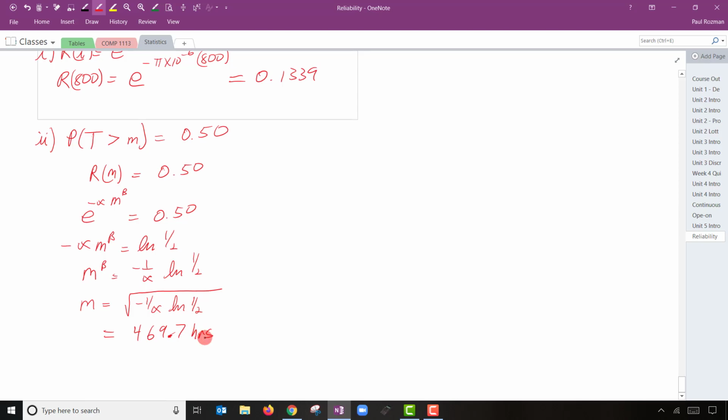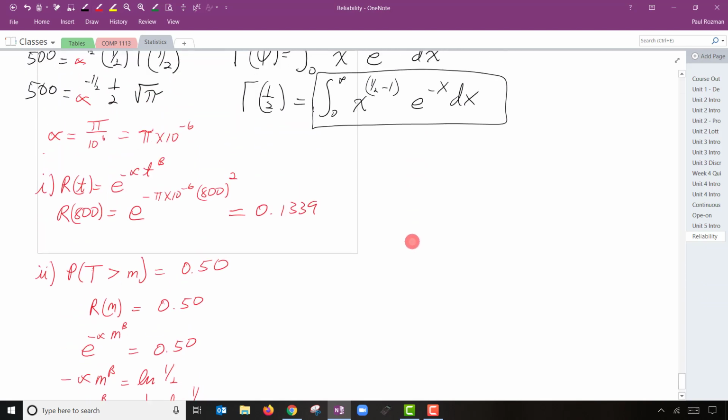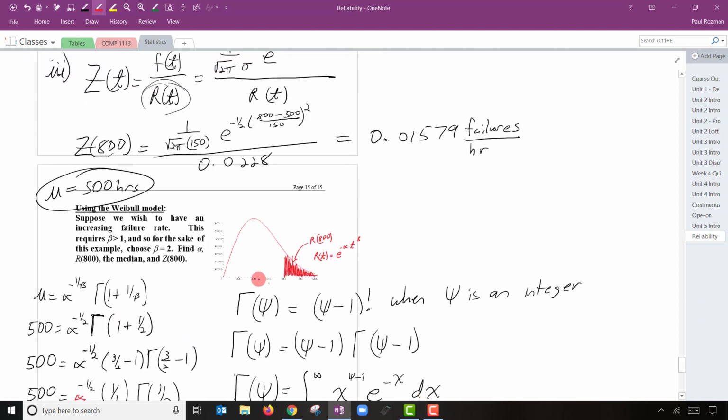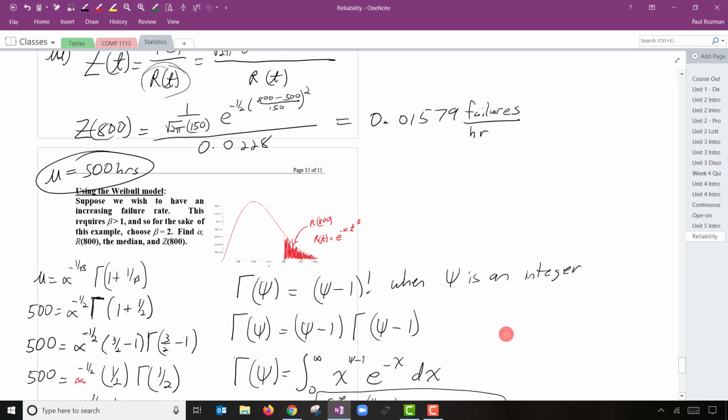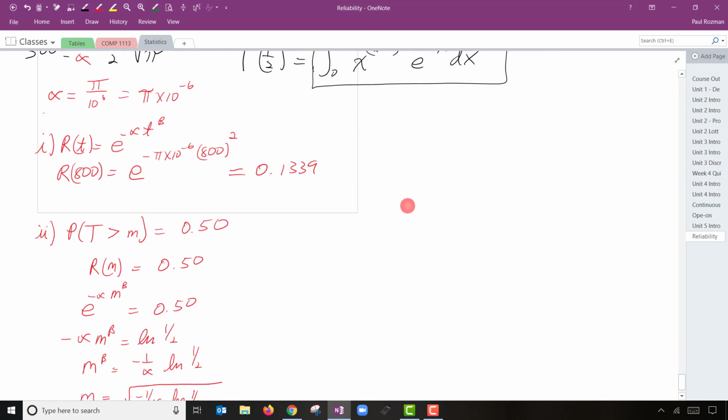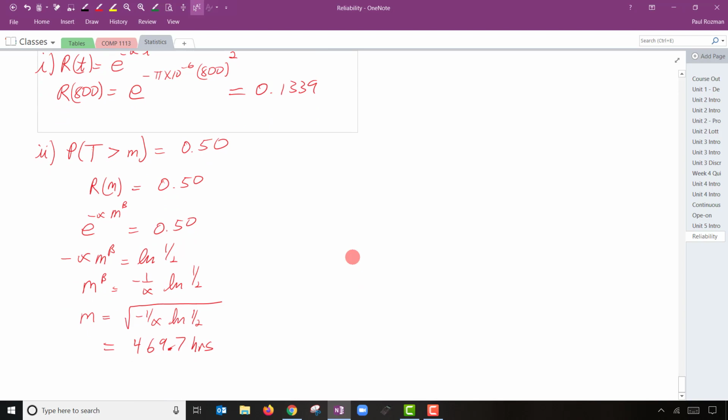It's smaller than the mean. The mean was 500. If you look at the picture, it was somewhat symmetric, so I'm not too surprised that the mean and the median were pretty close to each other. The thing is skewed a bit to the right, which does coincide with the median being less than the mean.